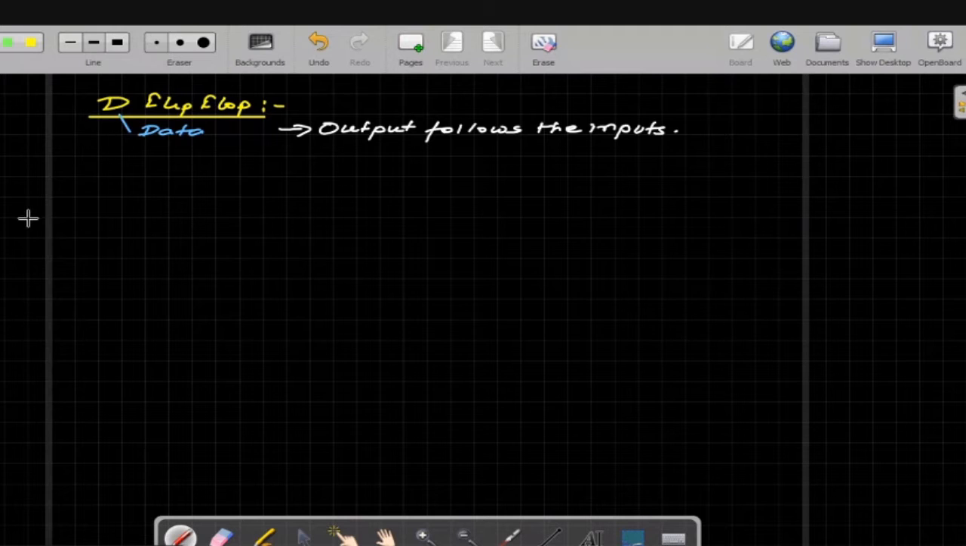So how to construct that? Of course, it is not a new kind of flip-flop. We can construct it either from the SR flip-flop or the JK flip-flop. So let's first try to construct.